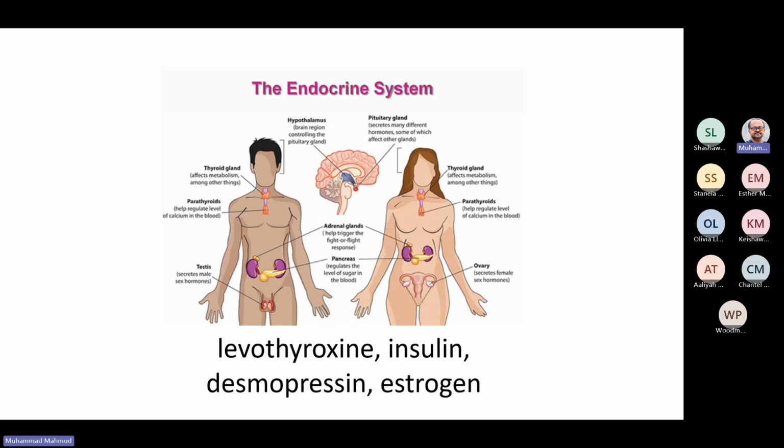The last four slides about these four different classes of medications are coming up. These are hormone replacement therapies. There are many hormonal glands in our body, and sometimes if we are lacking those hormones, our body cannot work properly. Say thyroid hormone. We have to replace it with levothyroxine. Or diabetic patients, we have to provide them with insulin. Desmopressin when ADH is lacking, or estrogen in women. These are hormone replacement therapies.